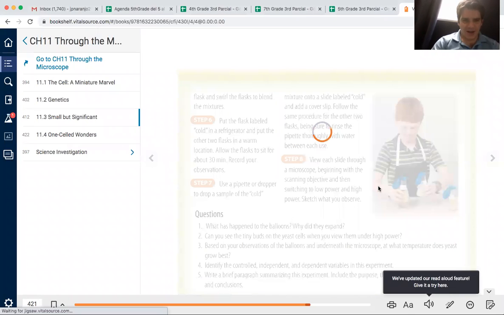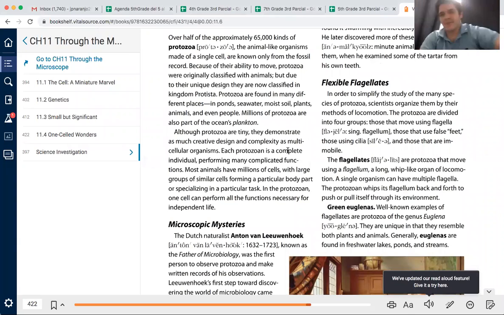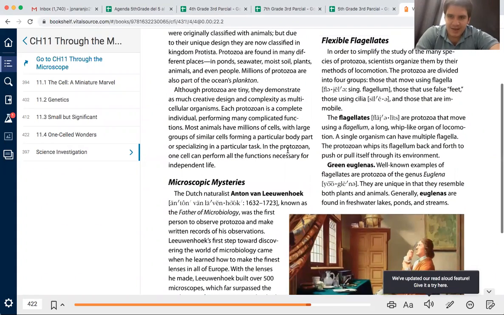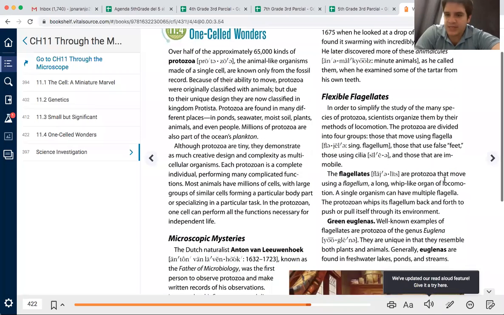There's a lot of projects here, but we're not going to do those because it's a lot of work. One-celled wonders, different microscopic organisms, okay? And I'll give more information on microbiology, which is the study of microscopic organisms. So we have flagellates. Over half of the approximately 65,000 kinds of protozoa, the animal-like organisms made of a single cell. So we're multi-celled organisms, where there's some who are single-celled organisms, all right? Like plankton, they only have one cell.